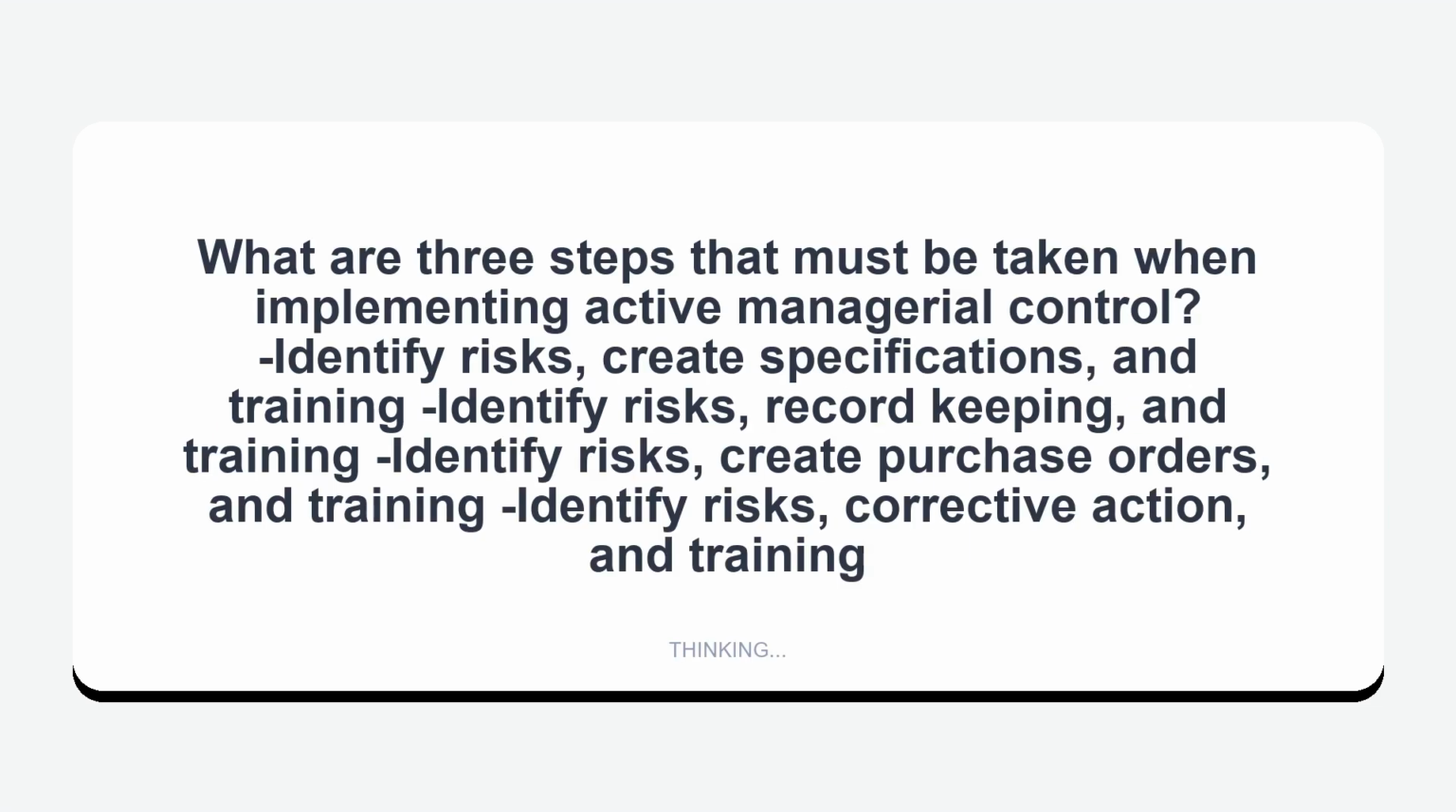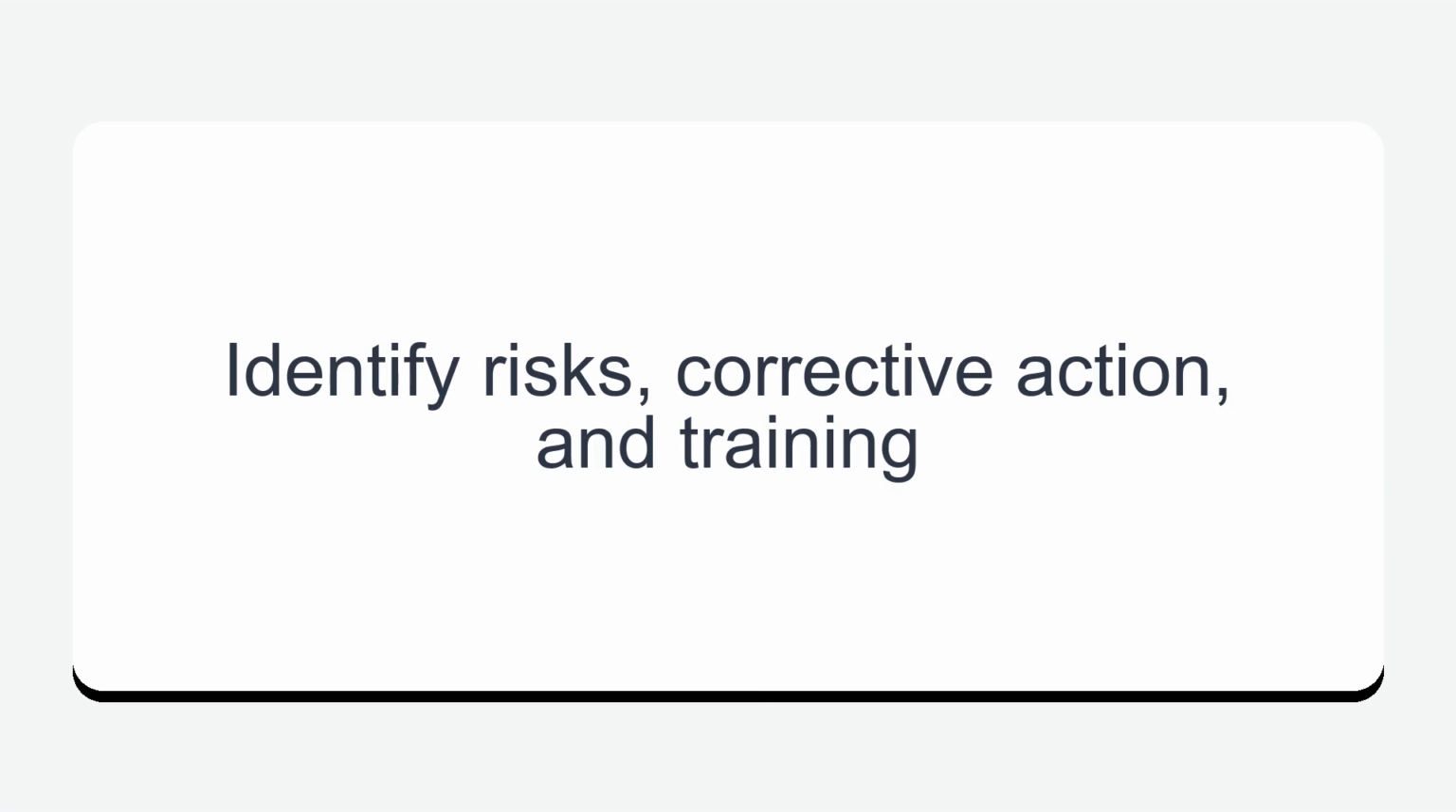What are 3 steps that must be taken when implementing active managerial control? Identify risks, create specifications, and training. Identify risks, record keeping, and training. Identify risks, create purchase orders, and training. Identify risks, corrective action, and training. Answer: identify risks, corrective action, and training.